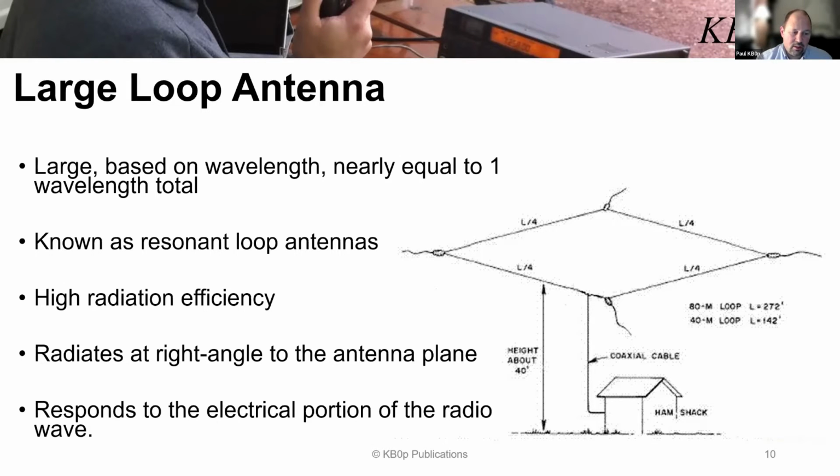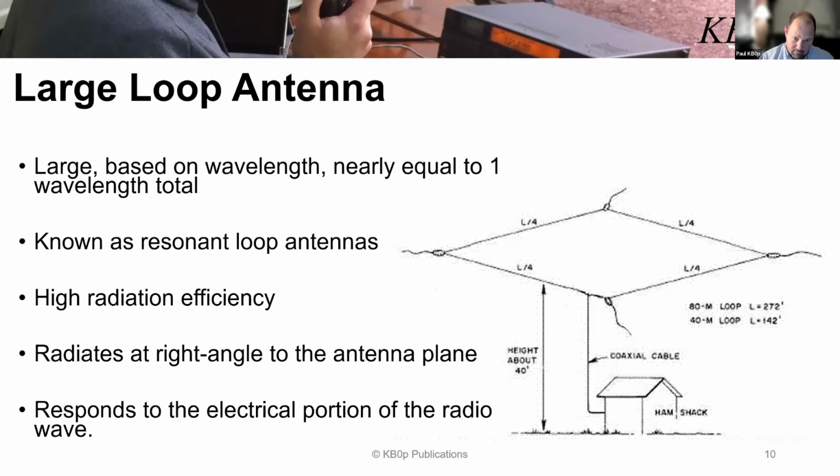And what's interesting is a large loop will radiate at right angles. Now, that's going to change a little bit. Things will change as you raise the height of a loop, and then you start developing lobes. But we'll talk about that in the next slide or two here. And I'll show you what I mean by it radiates at right angles to the antenna plane.